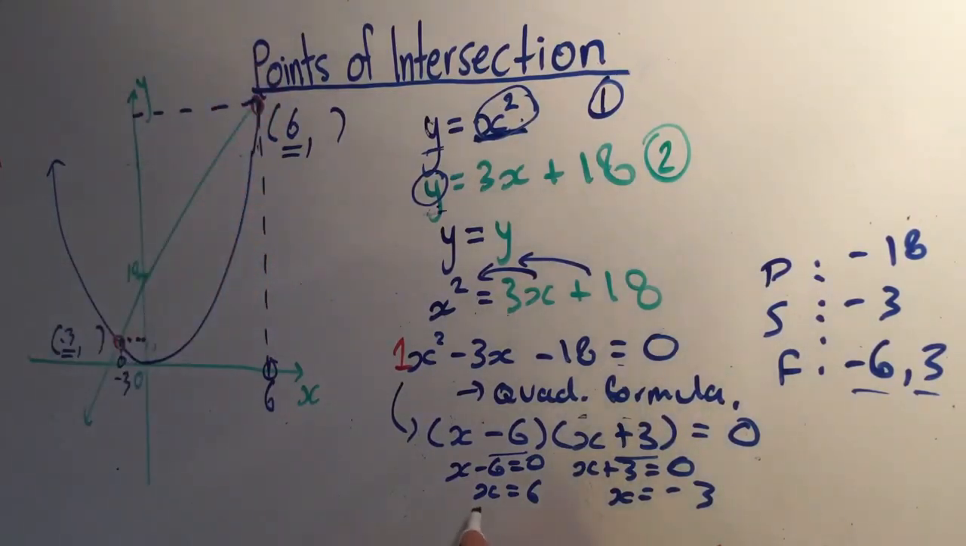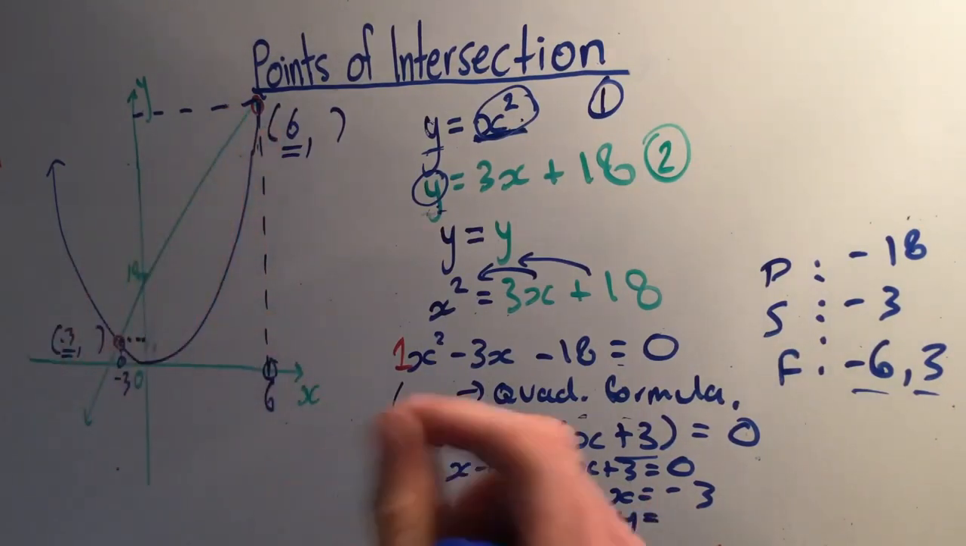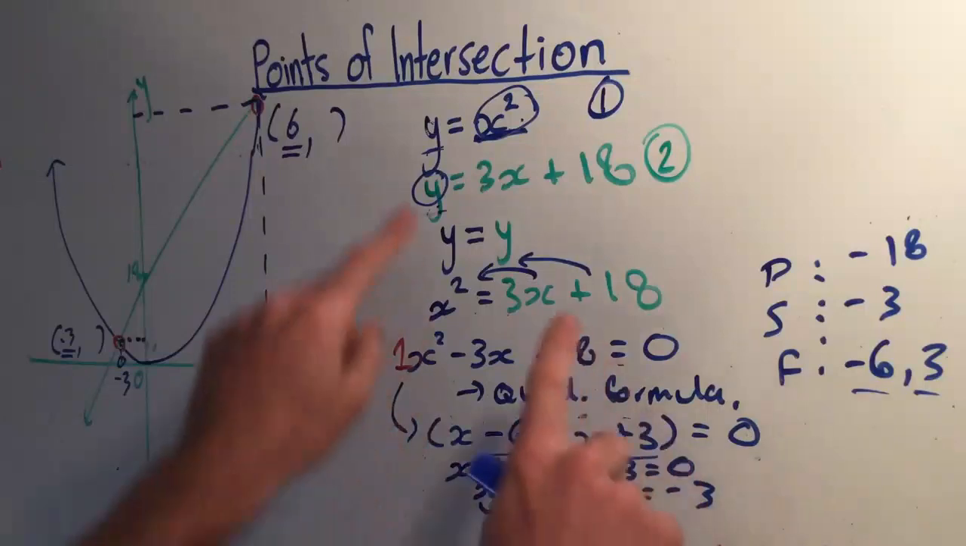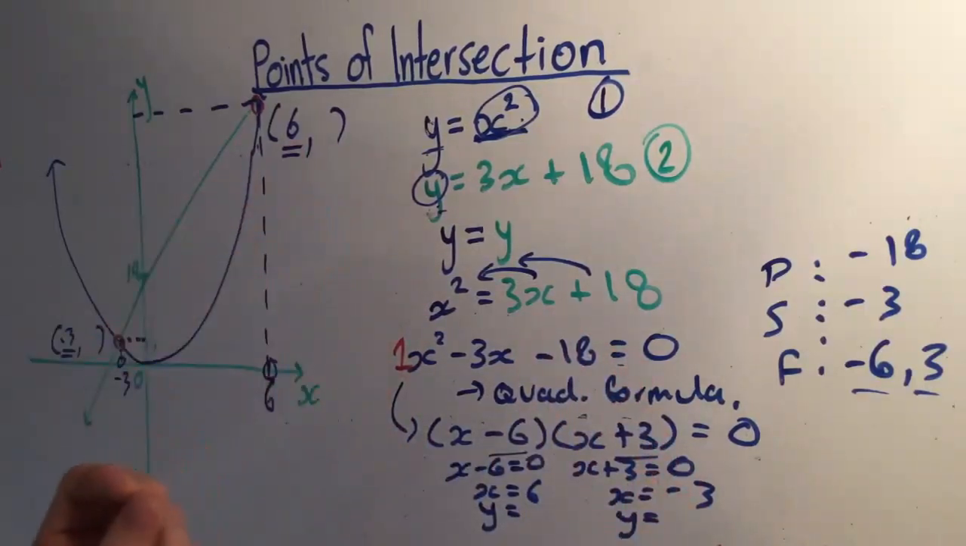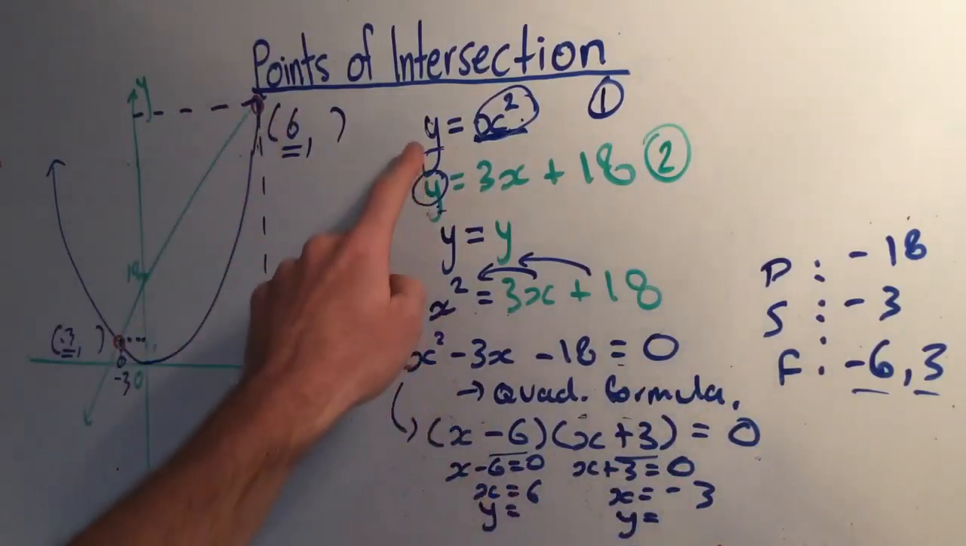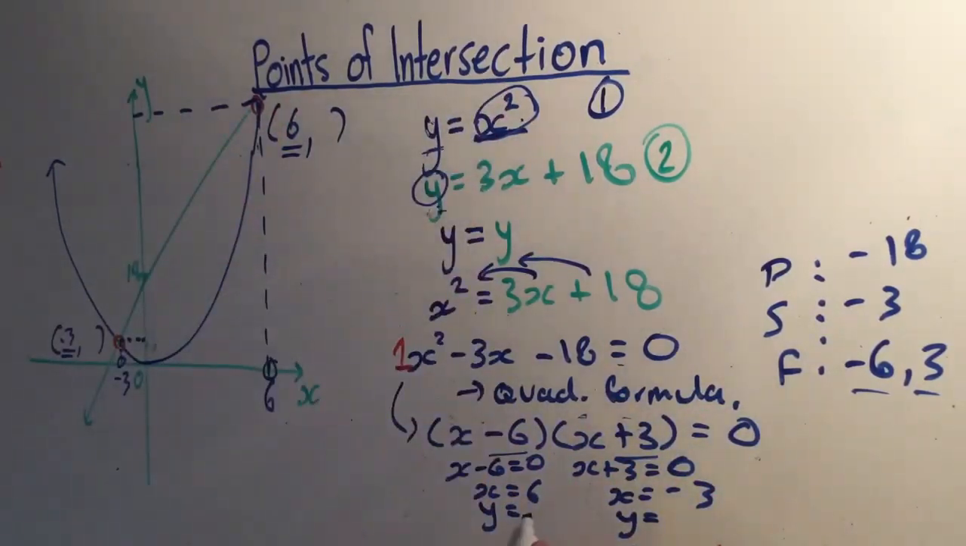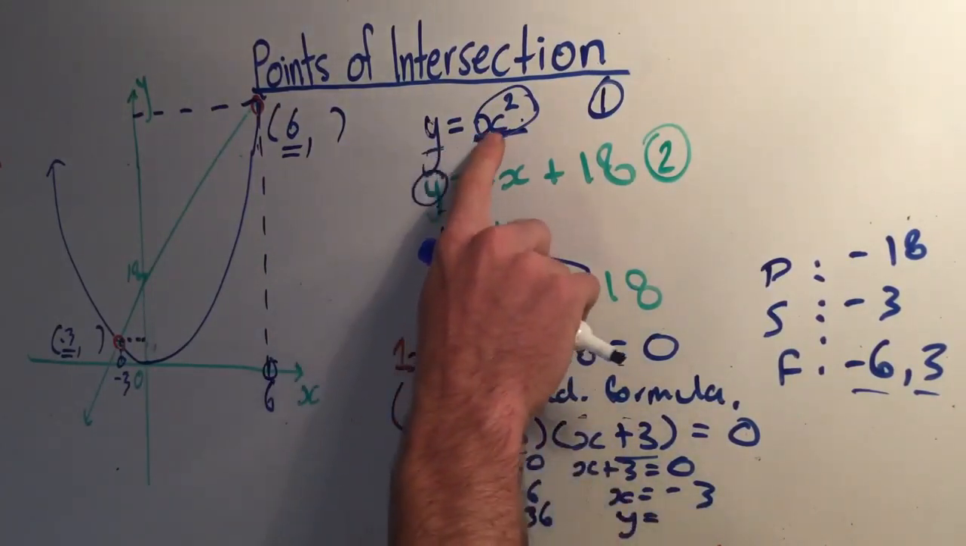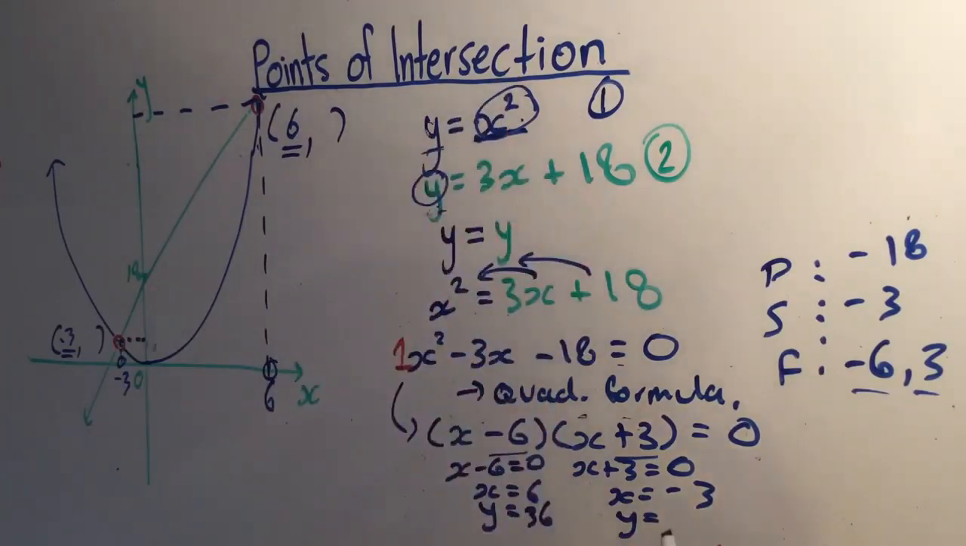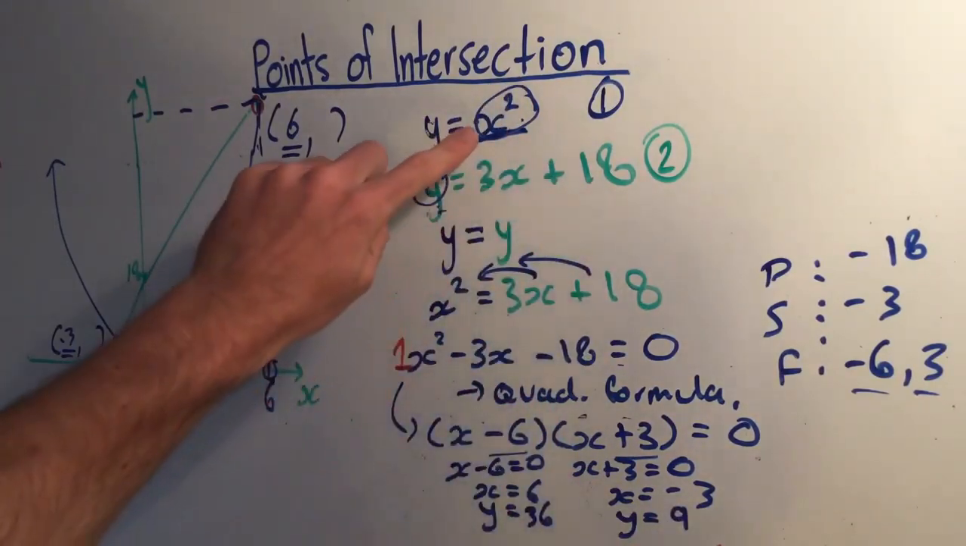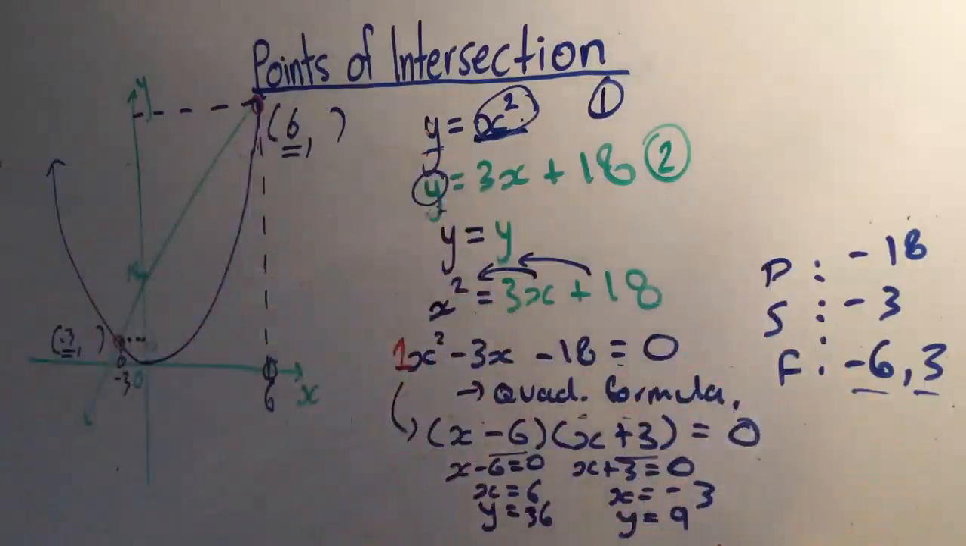So underneath I'm just going to write y equals and y equals. And remember that because they're points of intersection and they're the exact same coordinates, I could sub these x values into either of these equations. It wouldn't matter, because they have the same coordinate at those points. So x equals 6, y equals 6 squared, which is 36. And x equals -3, y equals -3 squared, which is 9. Remember the -3 is going in there as well. It's being squared, so it's a +9 at the end.